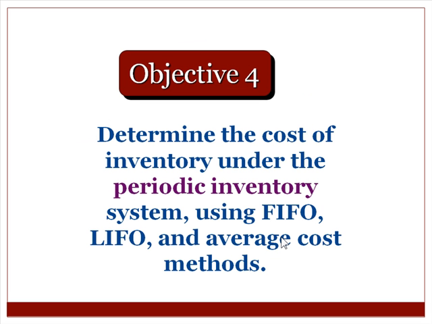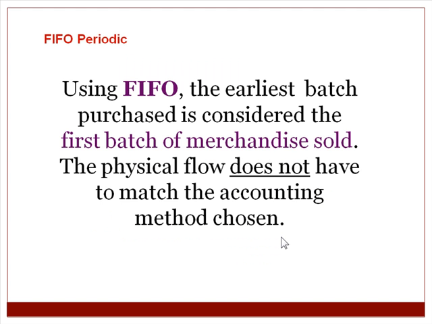Okay, our fourth objective is to determine the cost of the inventory under the periodic inventory system using FIFO, LIFO, and average cost. So now we're going to show you the same thing we just did under the periodic system. So this means you don't do anything until the end when you count your inventory, and then you look back and you cost your inventory. So using FIFO means the earliest batch purchased is considered the first batch sold. Okay, so you're taking a snapshot in time at the end.